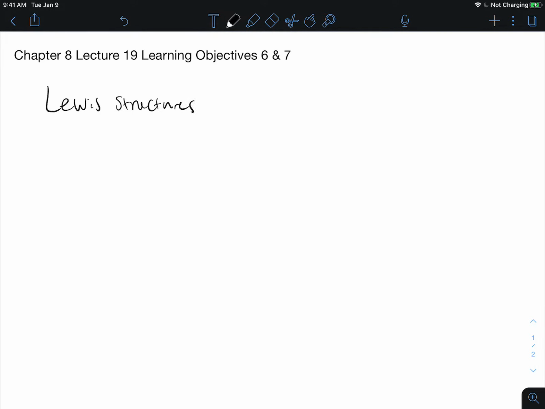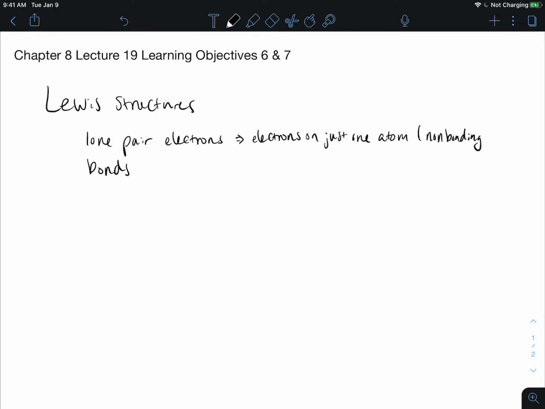So we have a structure that has lone pair electrons, and bonds. And the lone pair electrons are electrons that are just on one atom. So we call these non-bonding electrons. And then we have our bonds. So these are shared electrons.